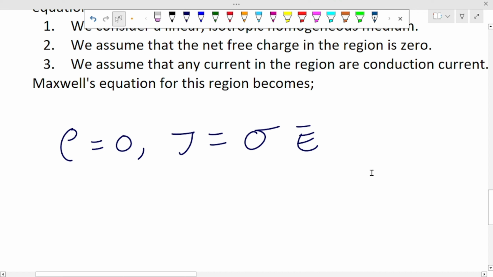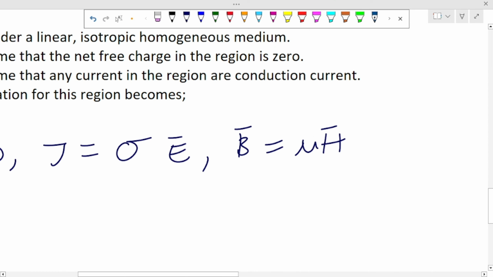So one other thing we are going to need is this. We have written this before, but let me just put it as a reminder. Magnetic flux density B equals what? Permeability multiplied by the magnetic field intensity. Electric flux density D equals permittivity multiplied by what?